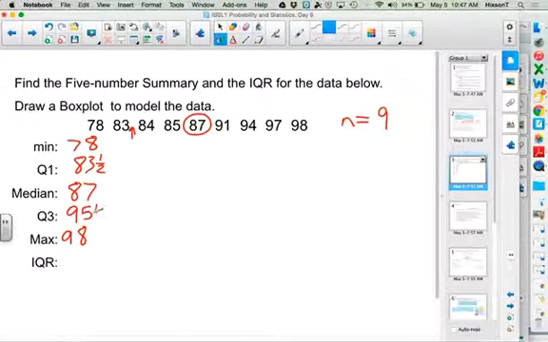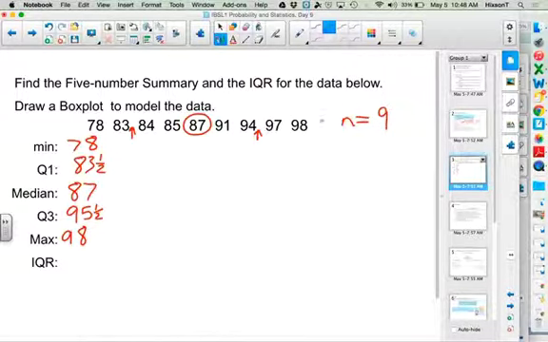Now, depending on what you look at, there are some cases where they will actually use the 87 and they would say that 84 is the lower quartile. And they would use the 87 in finding the upper quartile, and they'd say that 94 is the upper quartile. For us, we're only going to look at these. The exception would be if we had an even number of things.